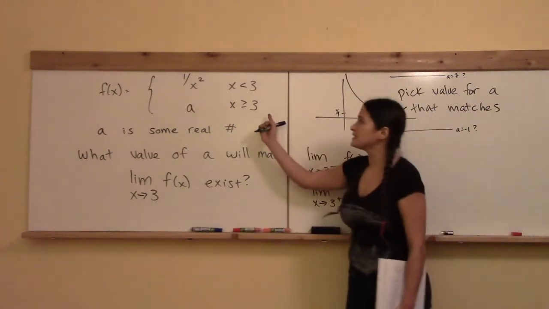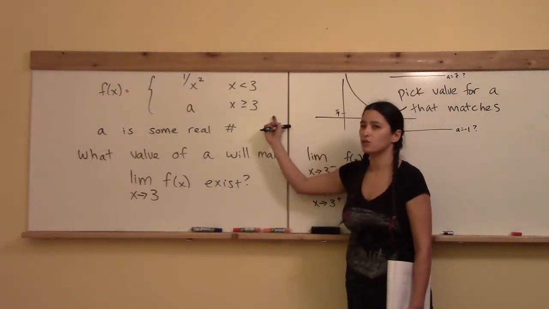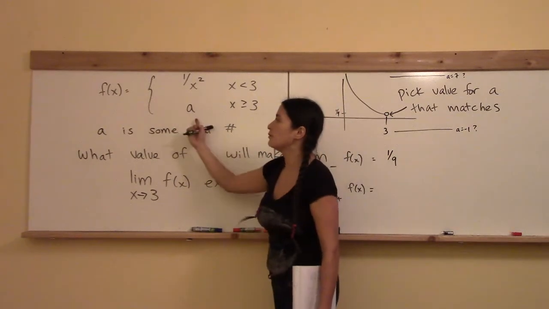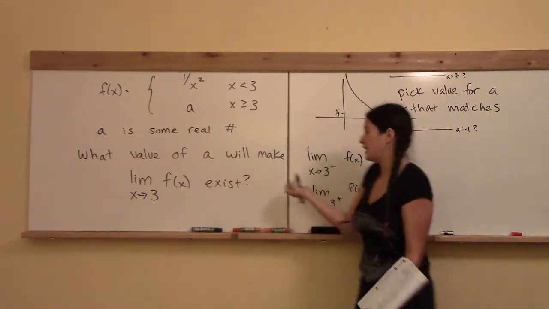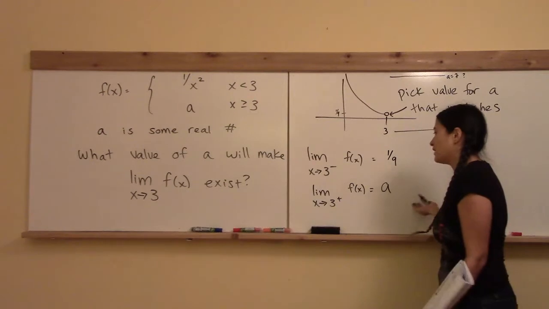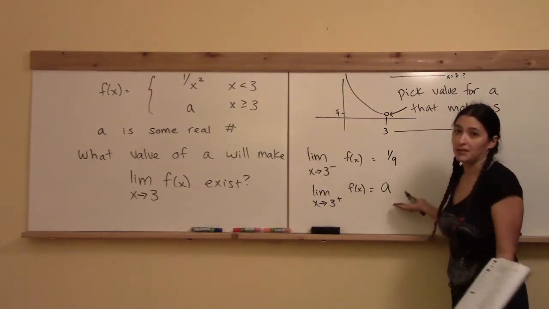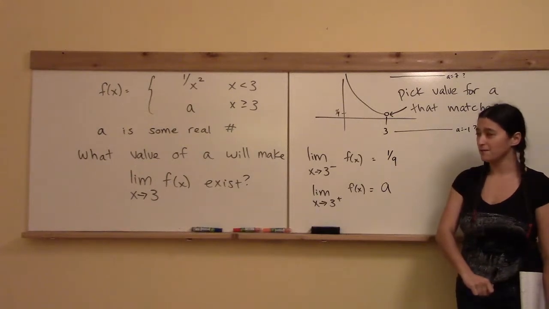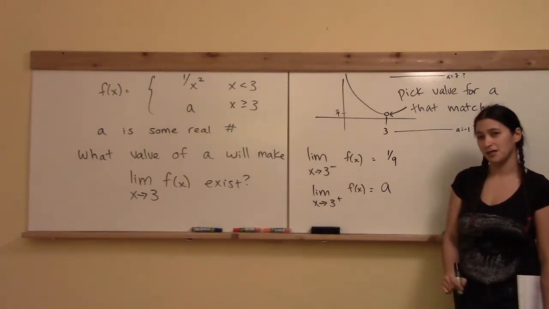Well, that would put me in this category over here, right? Because I'm greater than 3. And what I'm saying here is it's always outputting the value a. Okay, well, I can't say any more until I pick a value for a, so the answer is going to be a, whatever you pick. Now, do you guys know what to pick for a? What's the value of a?